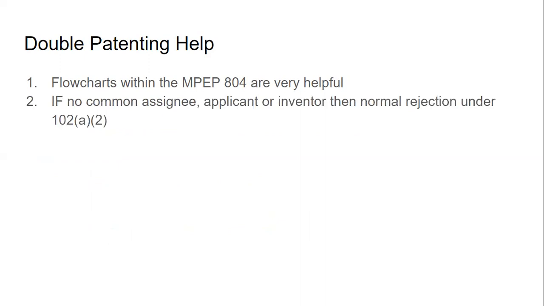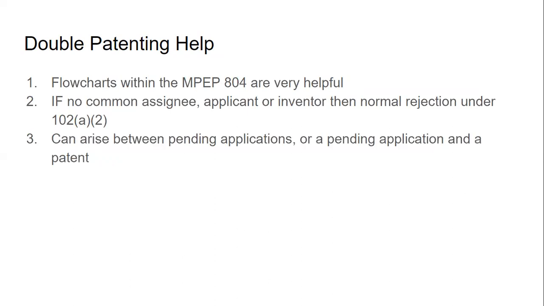If there's no common assignee or applicant or inventor, then it would just be a normal rejection under 102(a)(2). That was a little bit confusing to me at first. So that was just helpful to know, okay, this isn't going to happen if there is some sort of common entity between these two applications or an application and a patent. But if there's nothing in common, then it would just be a normal 102(a)(2) rejection. This can arise between pending applications or a pending application and a patent, but not two patents, because then that would be a different procedure.